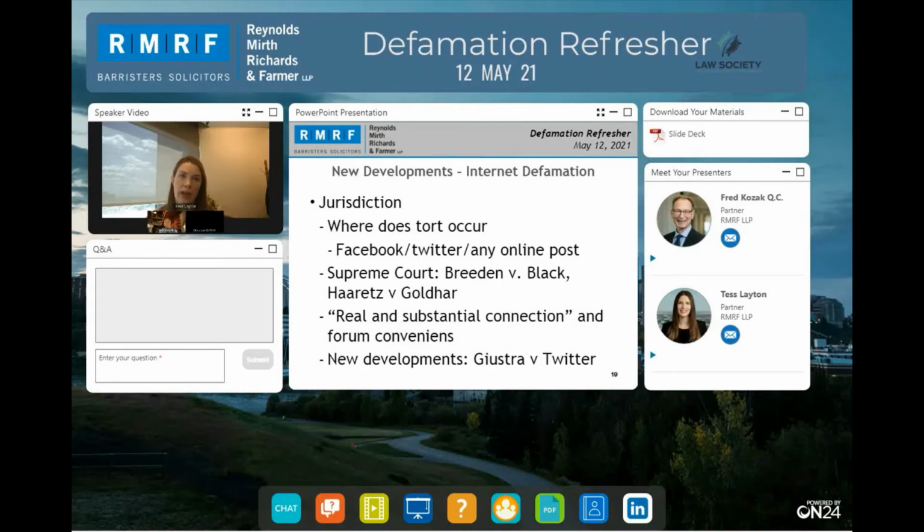One is a Supreme Court of Canada case, and that is Haaretz and Goldhar. So Haaretz and Goldhar is a case where Goldhar sued Haaretz. Goldhar owned a football club in Israel, but he lived in Canada. He had quite a reputation in Israel and some reputation in Canada. Israel-based Haaretz made an application to strike the statement of claim on the basis that the court did not have jurisdiction over the alleged defamatory article.